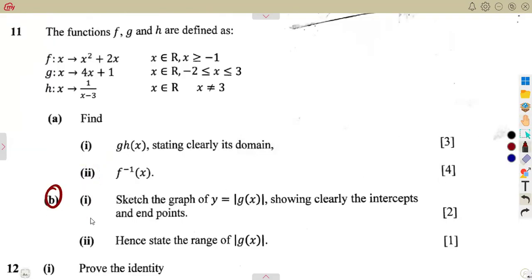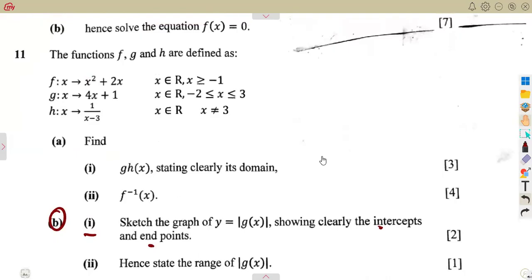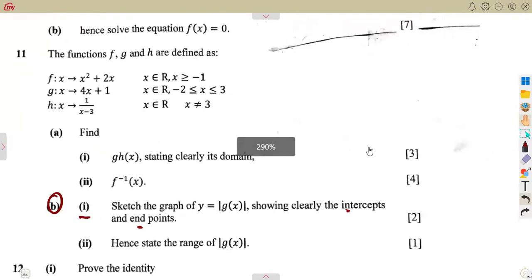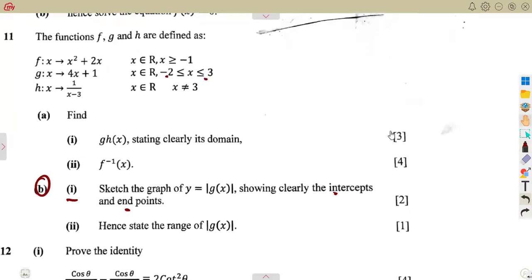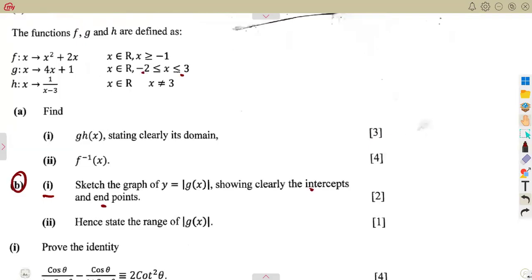Then B item 1: sketch the graph of y is equal to the modulus of g(x), showing clearly the intercepts and the end points. All right, so we need the intercepts and the end points from the domain that we are given. Remember, we've got the domain limiting the x values from our g(x), -2 up to +3. So this is B item 1.